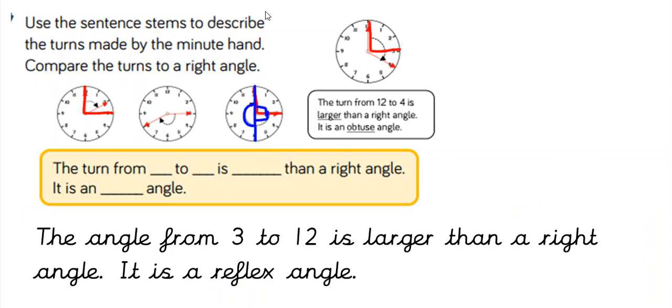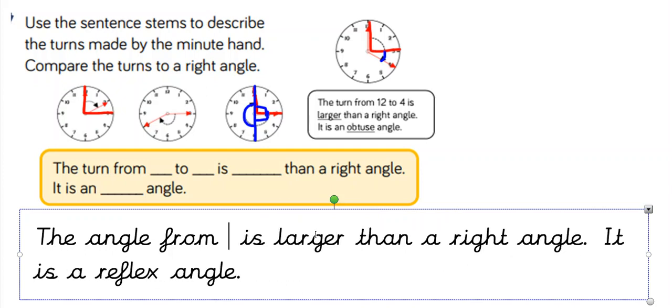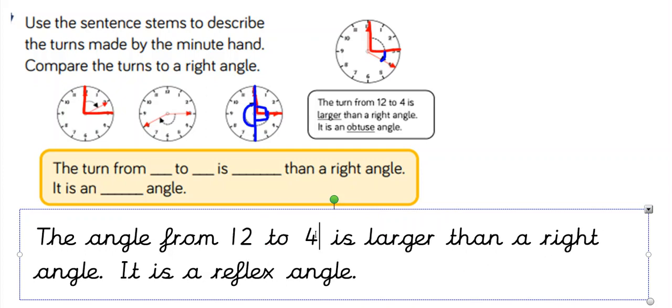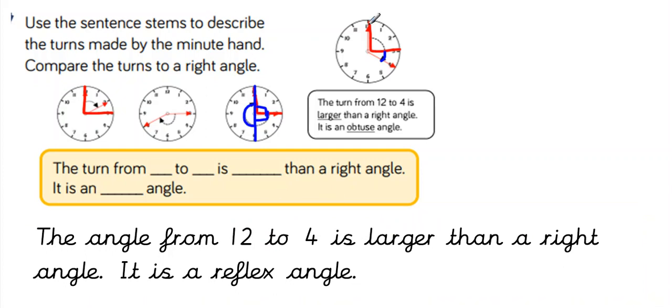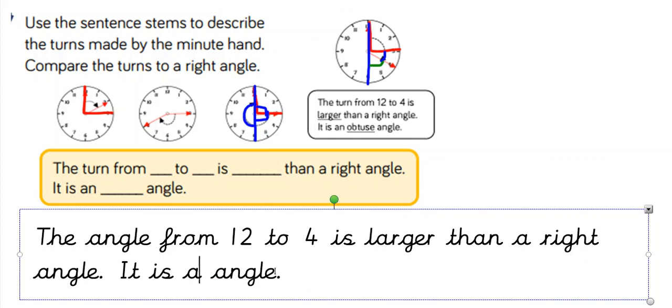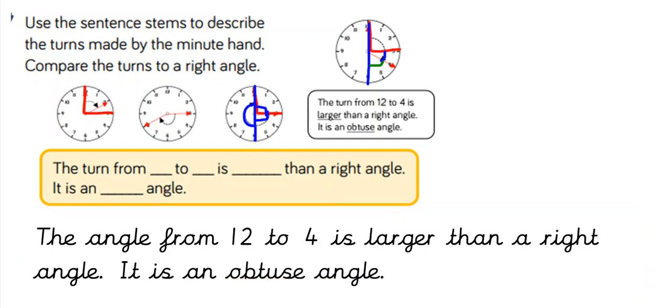And then let's have a look at our last one. So we've got our right angle drawn in already, but we've still got this little bit of angle here to go, haven't we? Okay, so it's larger than a right angle. So the angle from 12 to 4 is larger than a right angle, but this time it's not a reflex angle, because if we draw our straight line in there, we've still got this bit here as a gap, haven't we? So we haven't reached our straight line, so it's smaller than 180 degrees, which means it's an obtuse angle. Okay? Well done if you followed that with me.